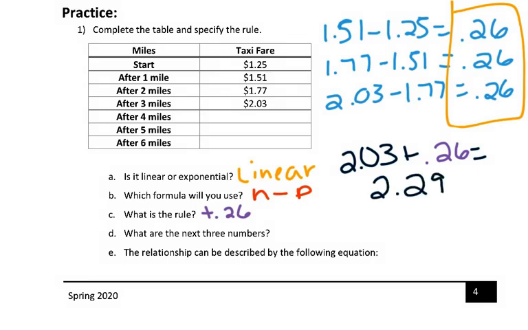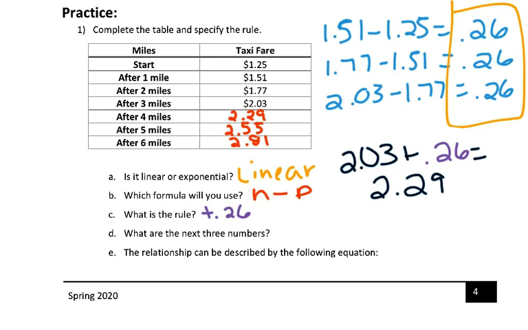2.29. So I'll write it up here. And if we keep doing this, we will get 2.55, and then we will get 2.81. All right, so now we have our next three numbers. And so lastly, what's the relationship? So what does that equation look like? This is the part we probably still need to practice.